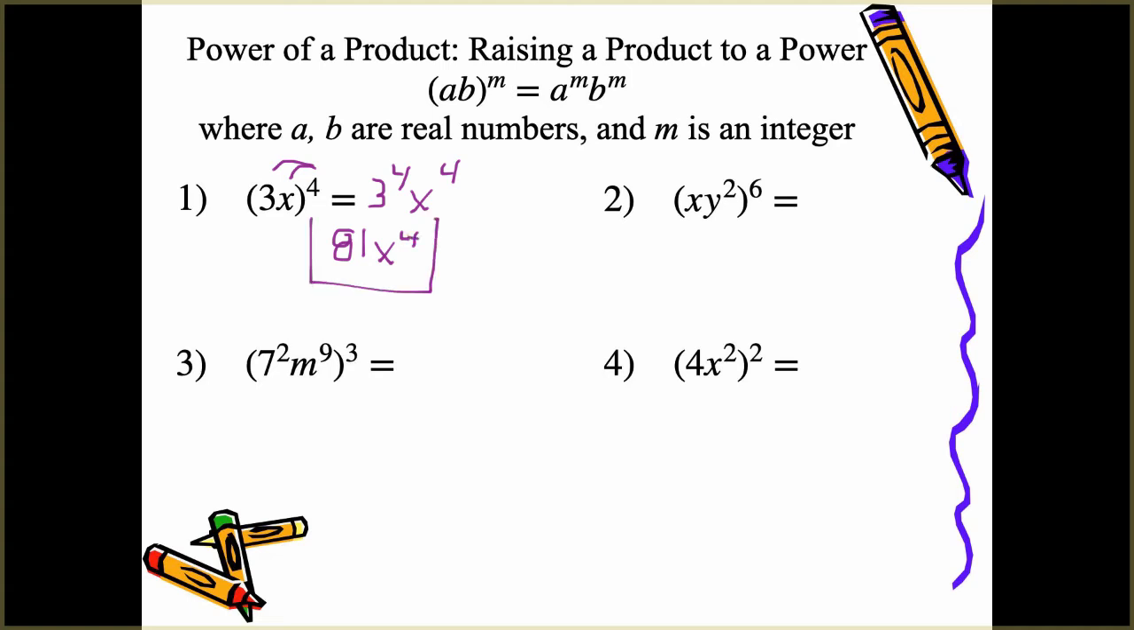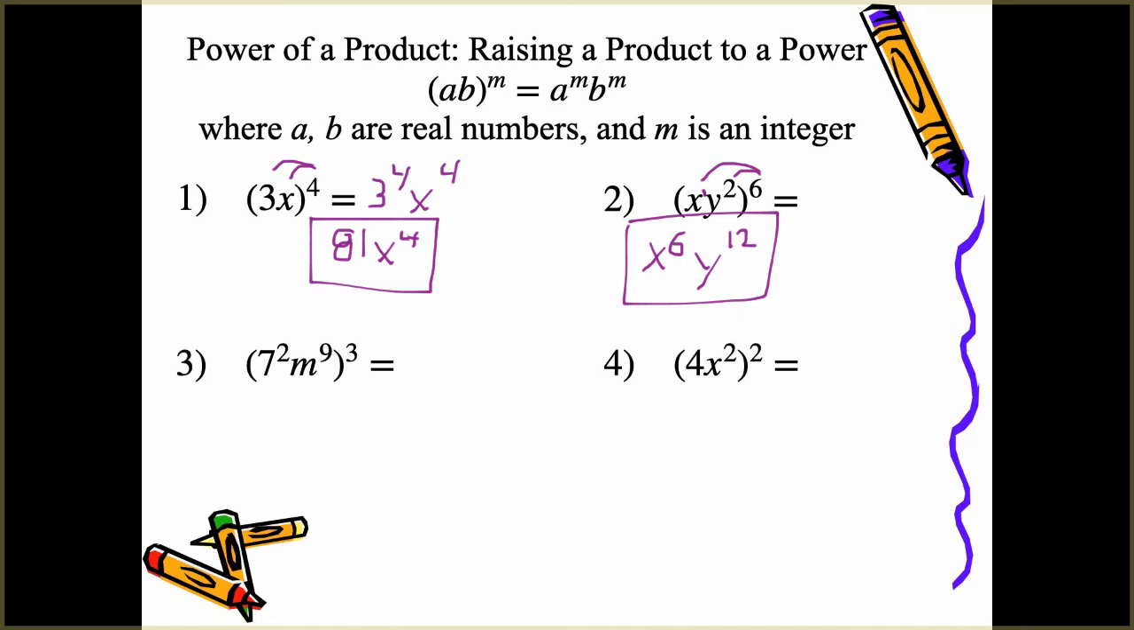For the next one, number 2, we have xy squared in parentheses, all raised to the 6th power. And remember from the previous slide, when we're bringing a power to a power, we multiply them together. This is technically x to the 1st, so x to the 1st times 6 is x to the 6th. Then we have y squared, we're going to multiply 2 times 6 together to get y to the 12th. And this is my simplified form, x to the 6th, y to the 12th.